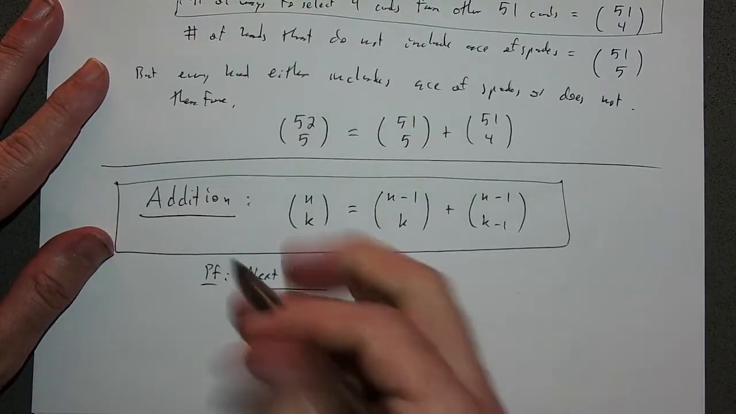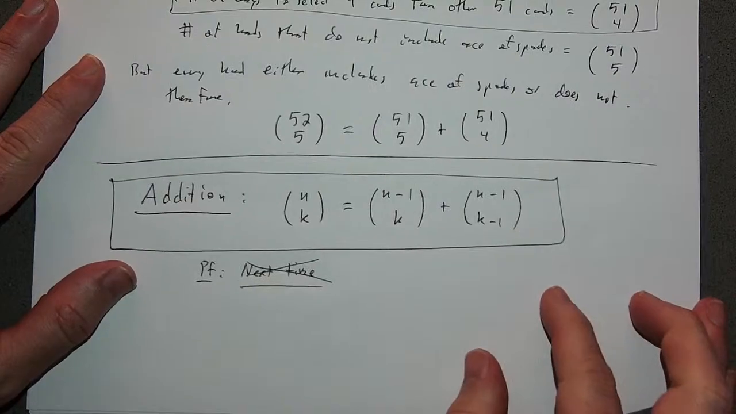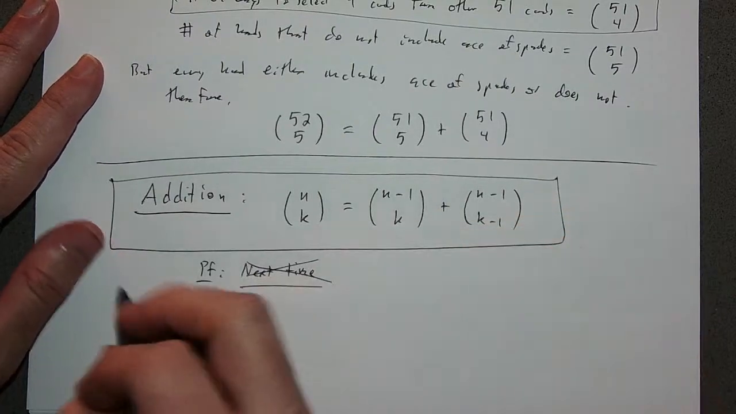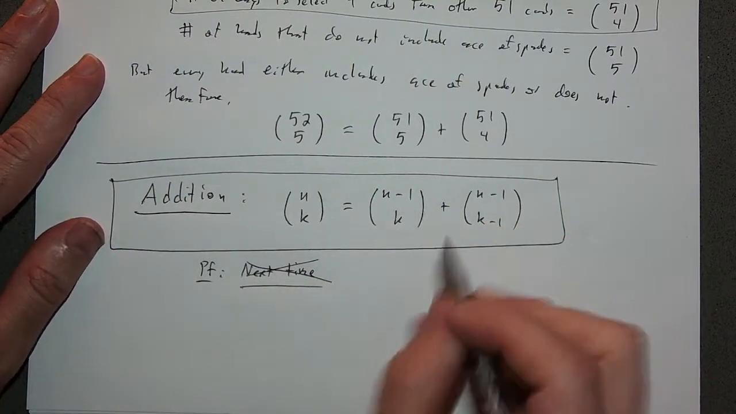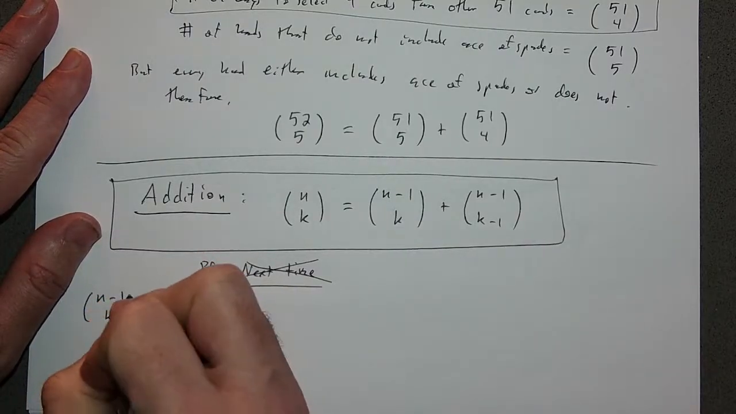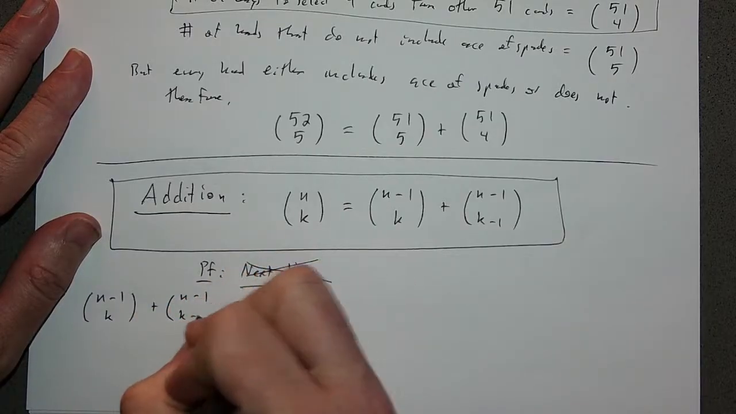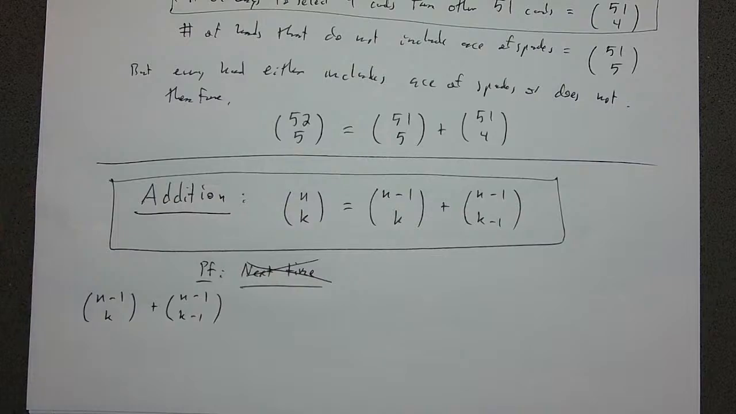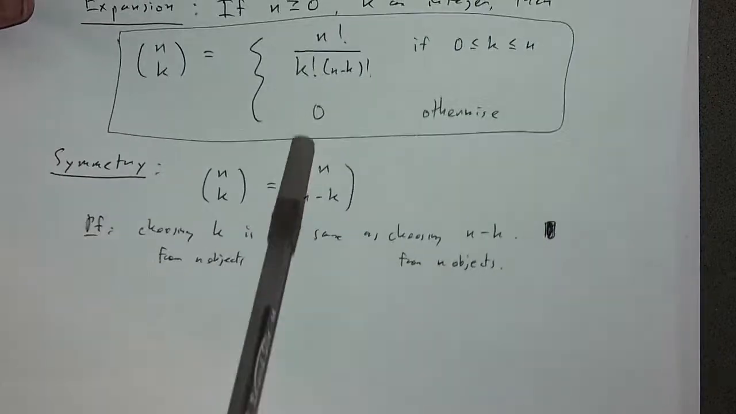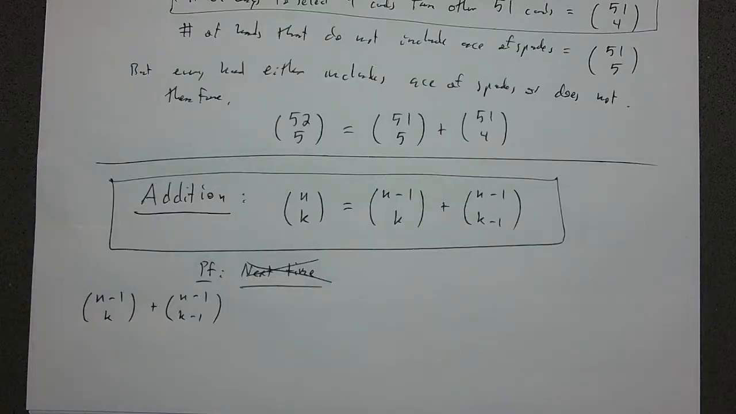So let's see. Proof is next time is now. So now we're doing it. I'm going to start with the right-hand side. The right-hand side here is n minus 1 choose k plus n minus 1 choose k minus 1. I can assume that k is strictly between 0 and n because if it's not, then it's easy to see that this formula holds, right? If it's not, then this is what we're left with, this or 1. So it's easy to see in either case.